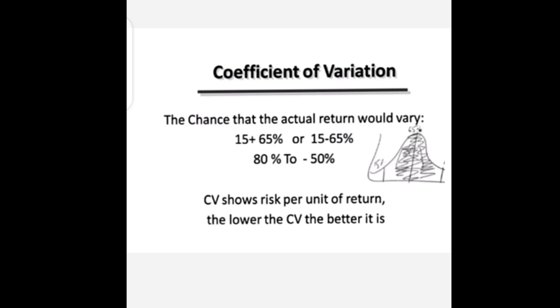So the coefficient of variation shows risk per unit of return. The lower the coefficient of variation, the better it is to invest. So I hope you understood the concept behind the standalone risk and the return.